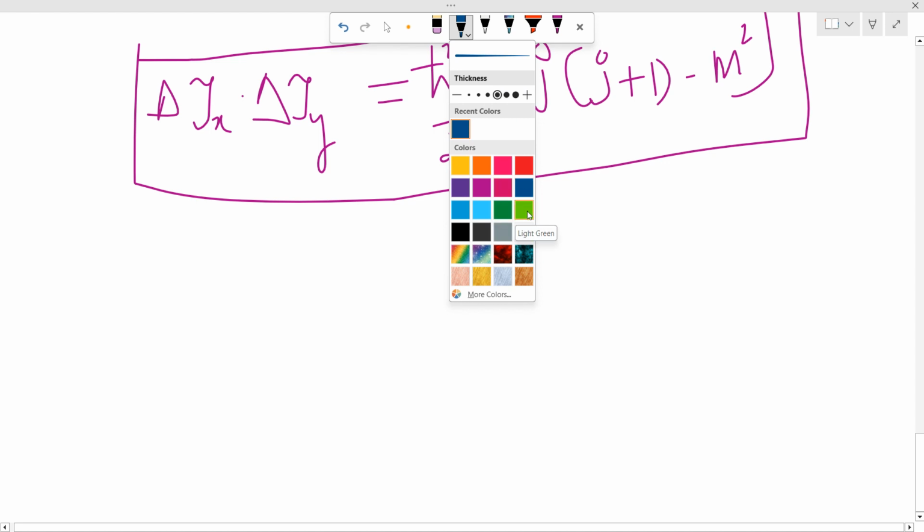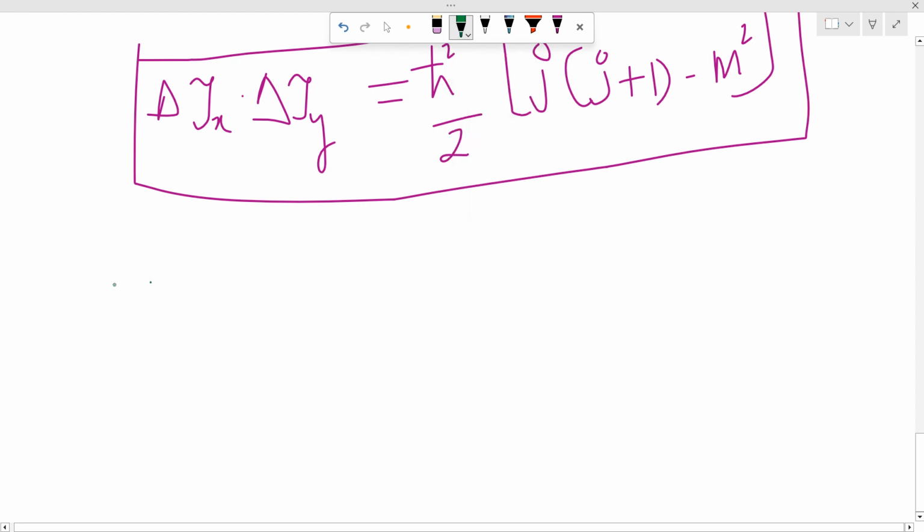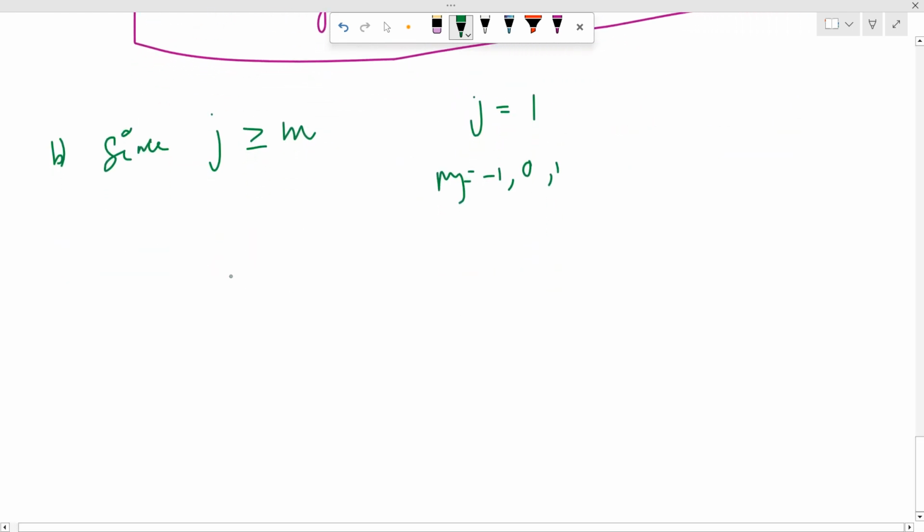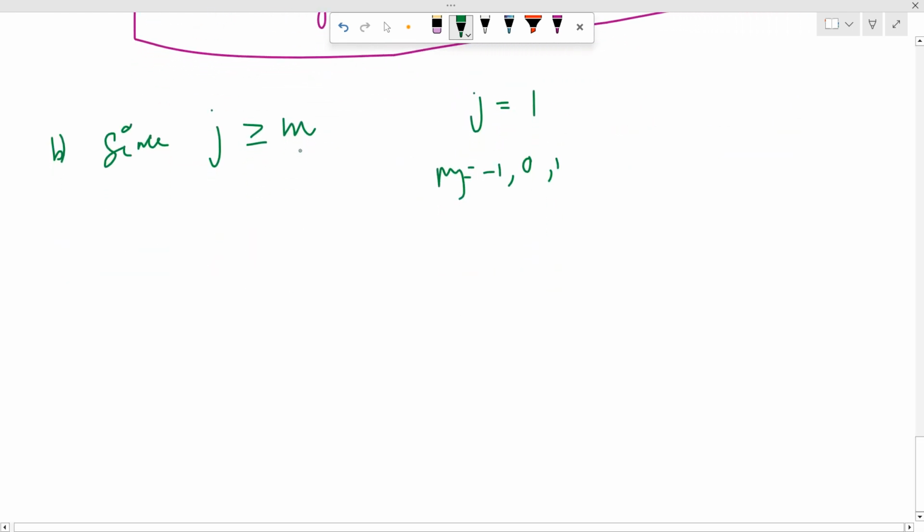See, since this is the bit B, right? J is always greater than or equal to m, isn't it? J should always be greater than or equal to m. Because why? Suppose j is 1, what are the mj values? The mj values are minus 1, 0, and 1. You know it, right? It will go on like that, minus j to plus j. So j is always greater than or equal to m.